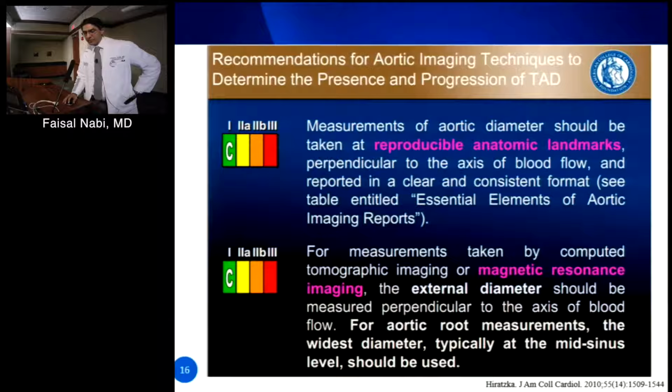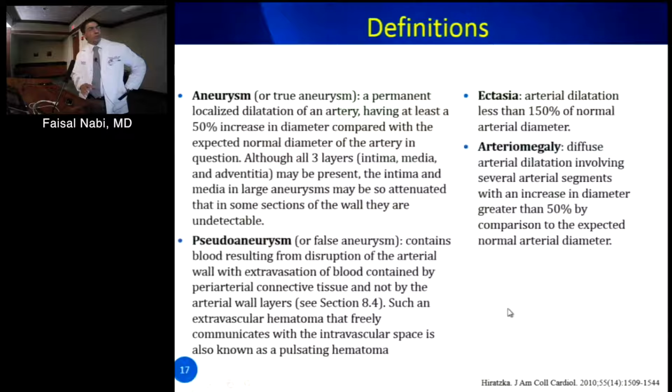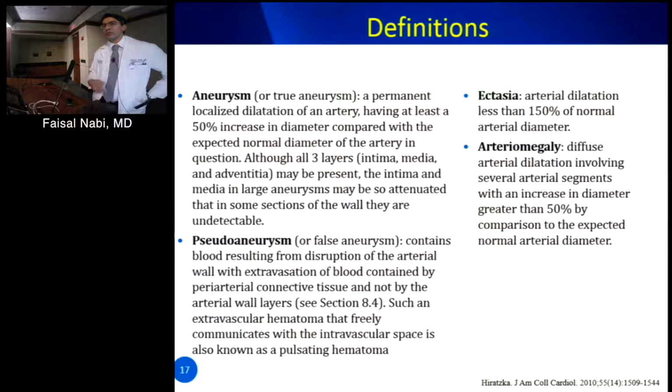One of the things, like I told you, this is going to be a potpourri of the aorta. One of the things that I wanted to mention is, what is the definition of an aneurysm? We hear the word used all the time. An aneurysm, by definition, has all three layers, intima, media, adventitia, but it's defined by a 50% increase compared to the normal diameter. So if your ascending aorta normal diameter is 3.7, 3.8, you use the word aneurysm when it's 5.5 centimeters.